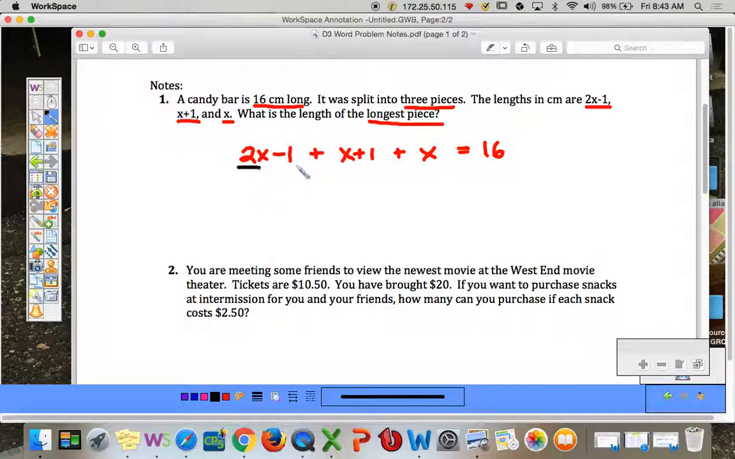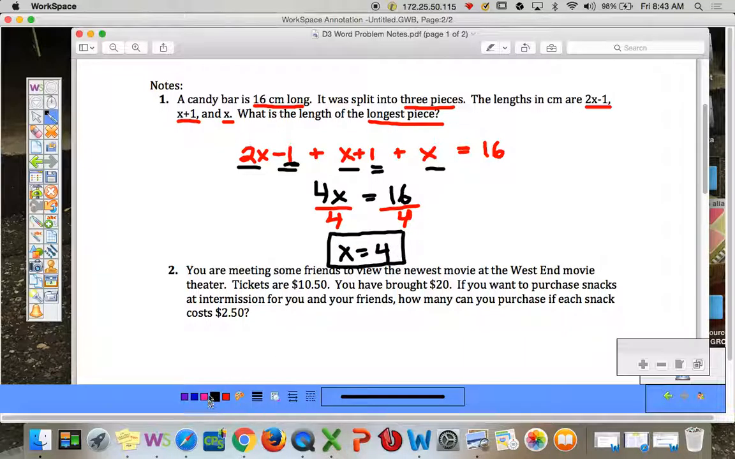So first up, combine like terms. I'm looking for all my x's here. We got 2x plus x. That's 4x. We have a minus 1 and a plus 1, so that's 0, and that equals 16. To get rid of a 4 times the x, we're going to divide each side by 4, and we get x equals 4. So let's figure out the length of the 3 pieces.